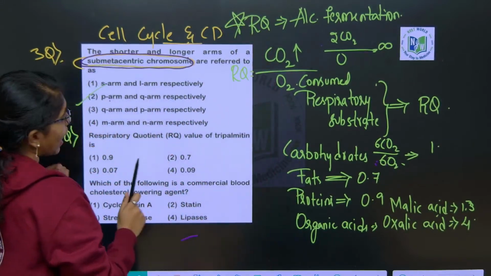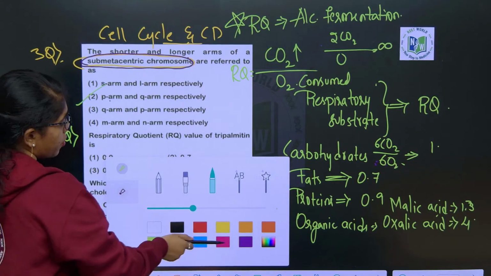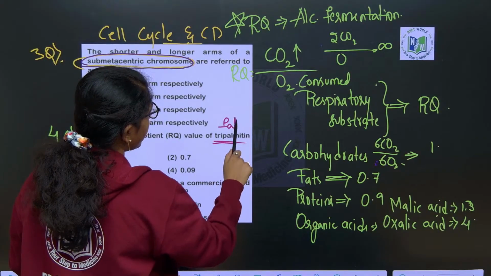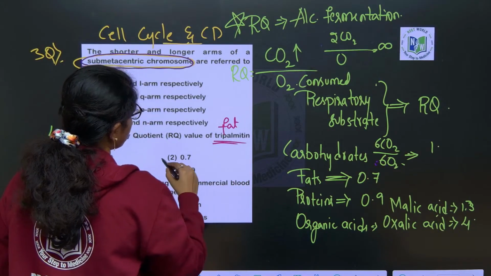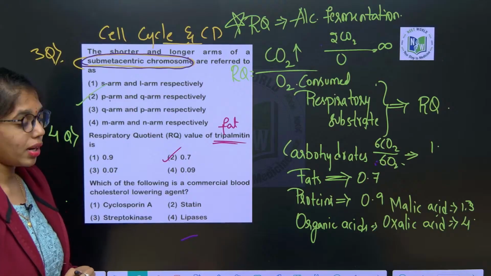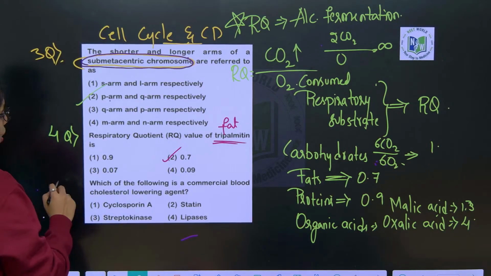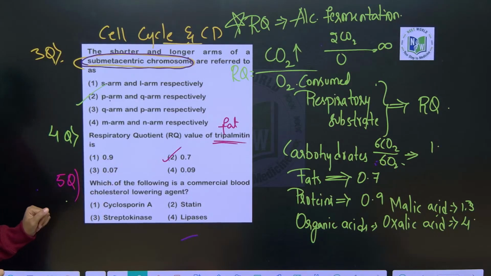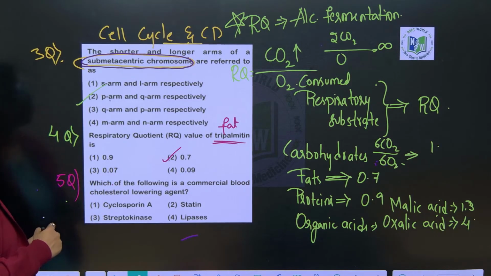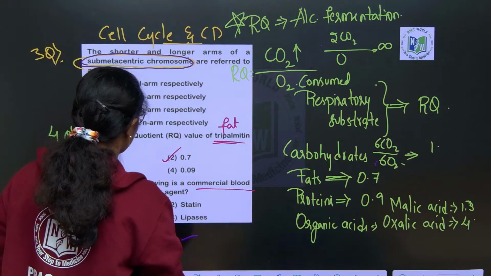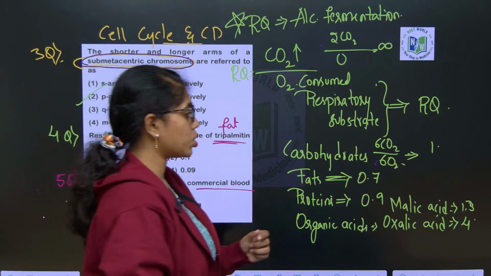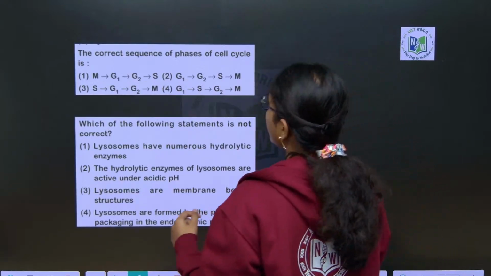So, yes, here the RQ value is asked for tripalmitin. Tripalmitin, that is a fat. Okay. Tripalmitin, which is fat, that is option 2, 0.7. Then this question is from microbes in human welfare, wherein which of the following is a commercial blood cholesterol lowering agent? That is statin. Okay, statin is the commercial blood cholesterol lowering agent.